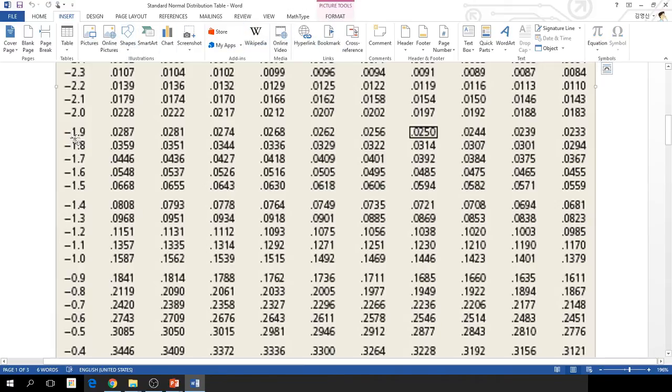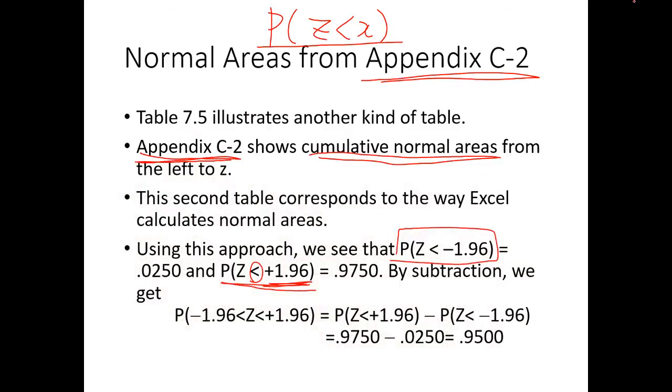Here is 1.9, and 1.90, 1.91, 1.92, 1.93, 4, 5, 6, 1.96. Minus 1.96 has value 0.0250. So the probability that z is less than minus 1.96 is 0.0250. And the probability that z is plus 1.96.